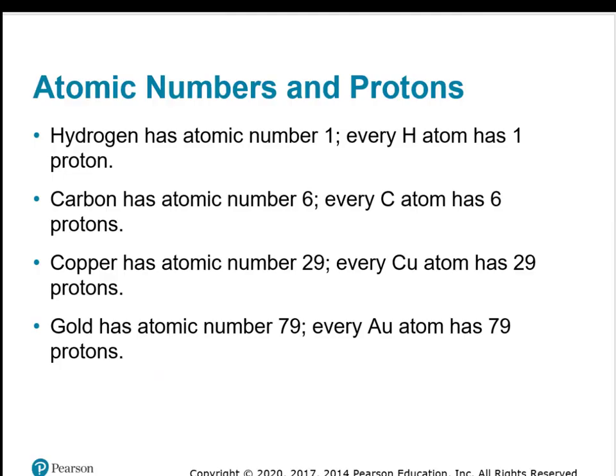Here are a few others that are listed: carbon, copper, and gold. We could look at the periodic table and see that carbon has an atomic number of 6, so there's 6 protons. Copper's atomic number is 29, so there's 29 protons. Gold's atomic number is 79, so it has 79 protons. Hopefully you're getting the gist of it.